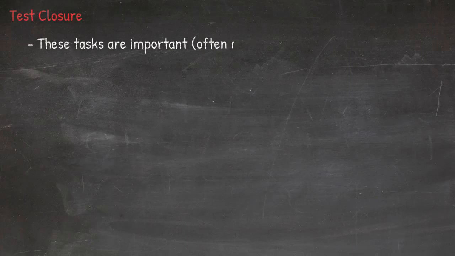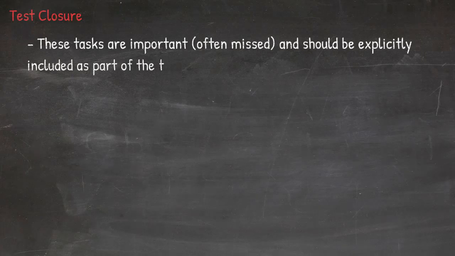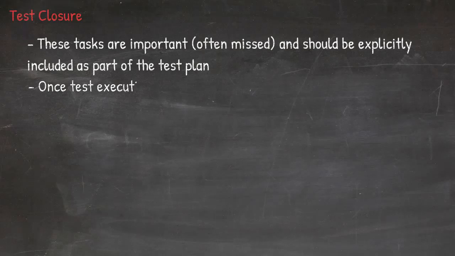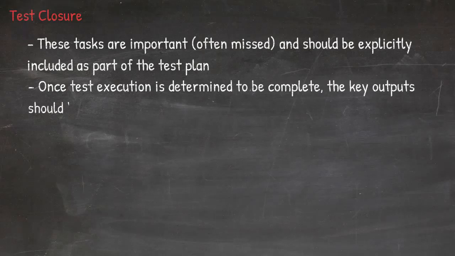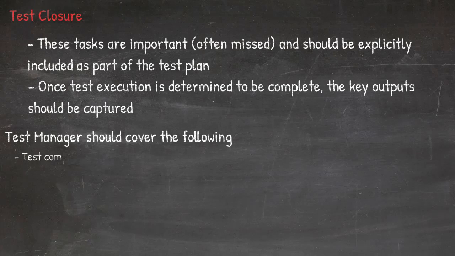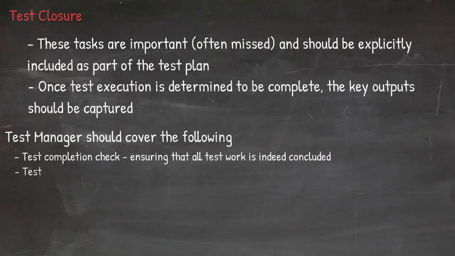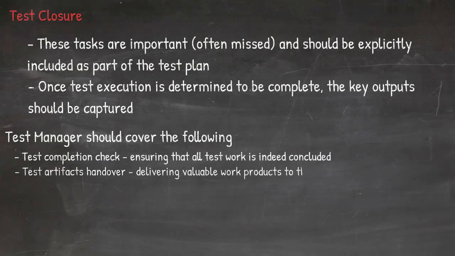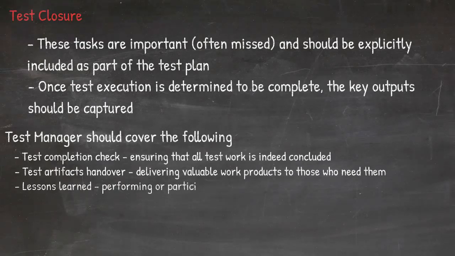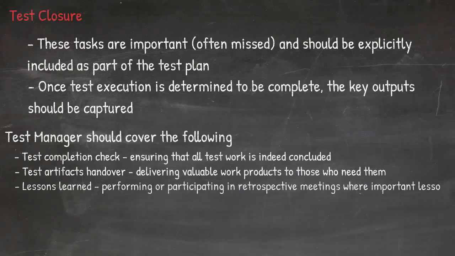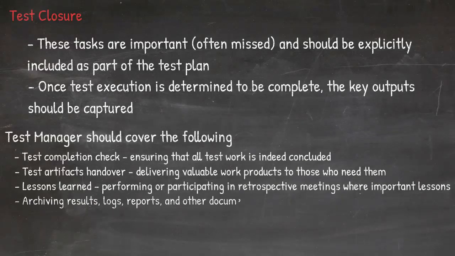The last stage that we need to perform for each test level is test closure. Unfortunately, there are situations where this is forgotten, but you should always have it. What happens here? Simple. We capture the key outputs from that execution and ensure that all work has indeed concluded. We also hand over any test artifacts and findings and proceed with lessons learned and archiving the results. The idea is to look for other opportunities when we can reuse them in later stages of the project or in different projects.